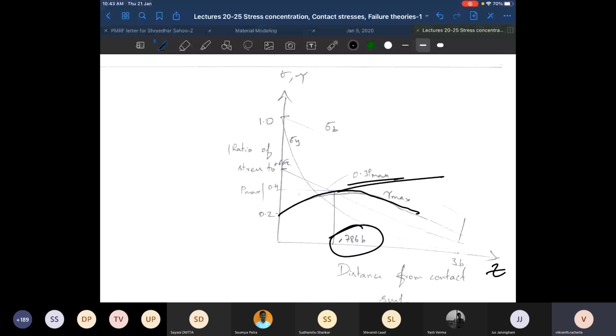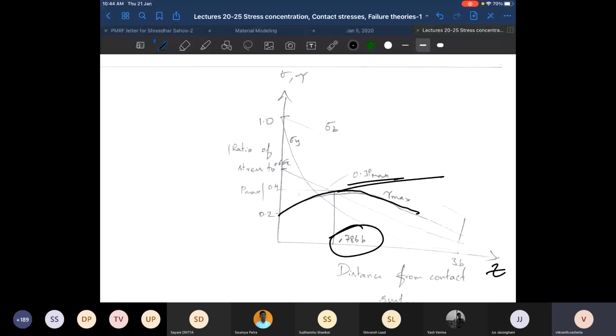In railway applications, for example, this semi width is about 6 to 8 millimeters. The contact patch is nearly circular. It is elliptical, but let's say it's close to a circle. So if it is 6 to 8 mm, at what depth will the von Mises stress be highest? Give me a rough number. It will be highest at about 3 to 4 millimeters.